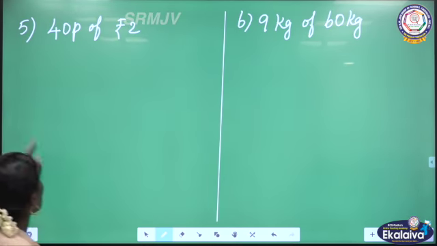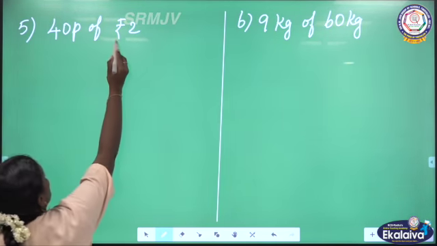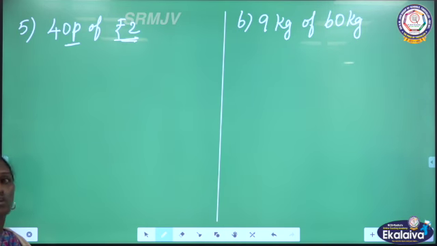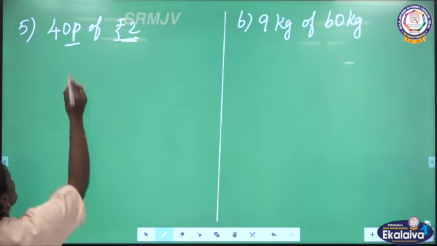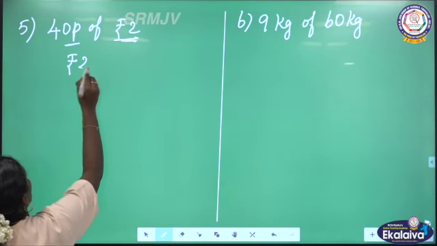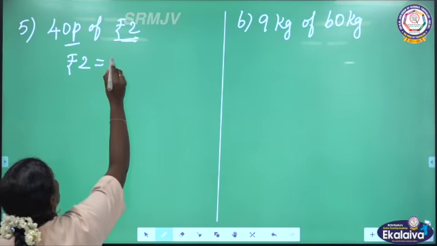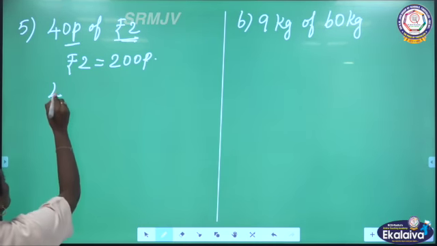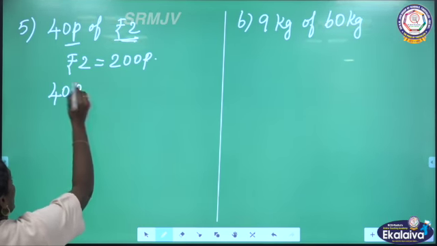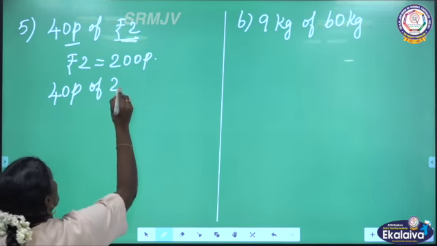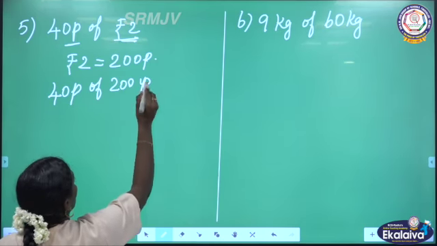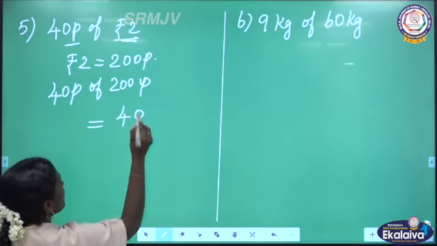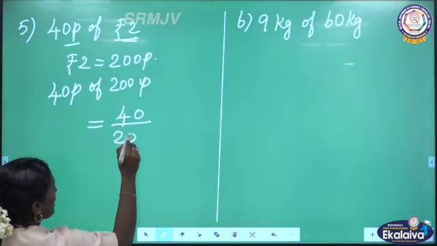The next question, 40 paise of 2 rupees. Here also this is in paise, here this is in rupees. We have to change it into same unit. So I am going to convert 2 rupees as paise. 2 rupees is equal to 200 paise. Now we are going to change the fraction, 40 paise of 200 paise. First we have to write the number as fraction. So we will get 40 by 200.